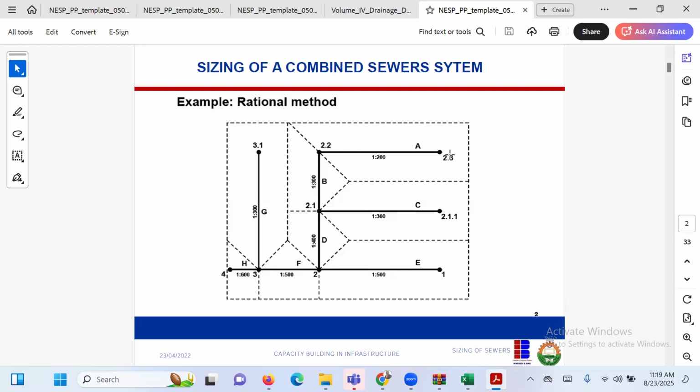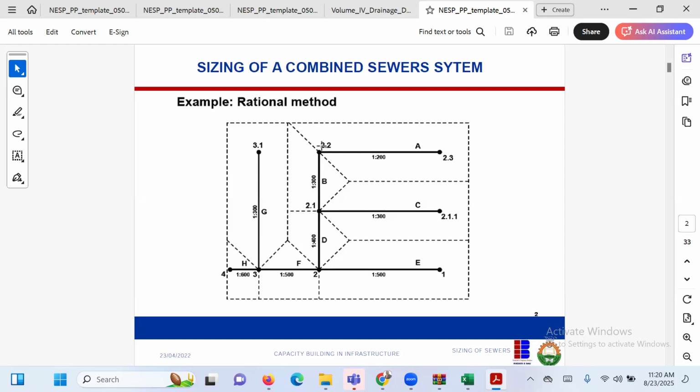But I'm assuming that this pipe is the pipe that conveys their wastewater. It conveys wastewater from here. It comes here. The one from catchment C joins it. It comes here. The one from catchment E joins it. It comes here. The one from catchment G joins it. And then finally, it goes to the outfall at catchment H.